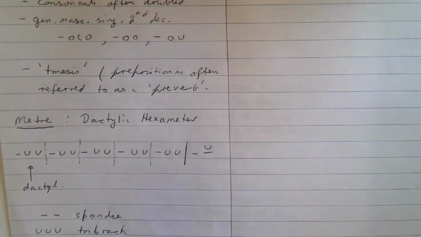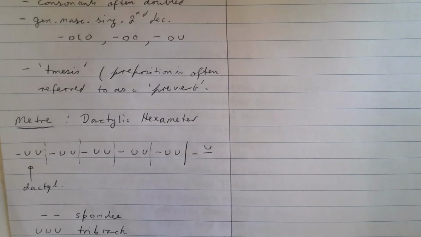The meter is in dactylic hexameter. Now, hexameter means it's got 6 feet, and each one is a dactyl. And a dactyl consists of one long followed by 2 short syllables. And you have 6 of these. The last one is generally either long short, or I generally take it as long long, even though the last vowel might be short.